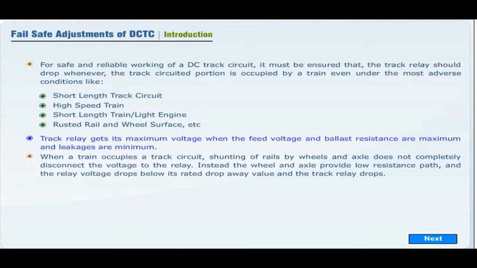Track relay gets its maximum voltage when the feed voltage and ballast resistance are maximum and leakages are minimum. When a train occupies a track circuit, shunting of rails by wheels and axle does not completely disconnect the voltage to the relay. Instead, the wheel and axle provide a low resistance path and the relay voltage drops below its rated drop away value and the track relay drops.